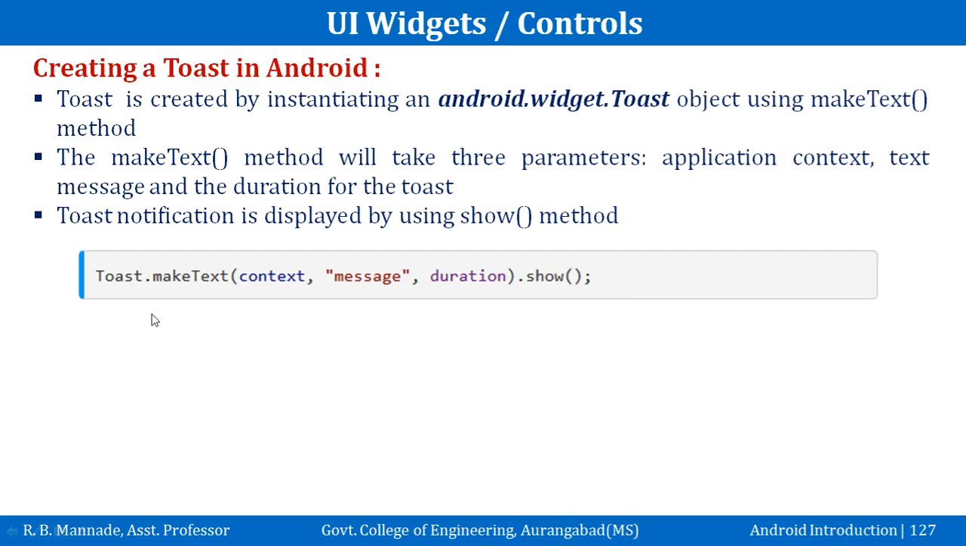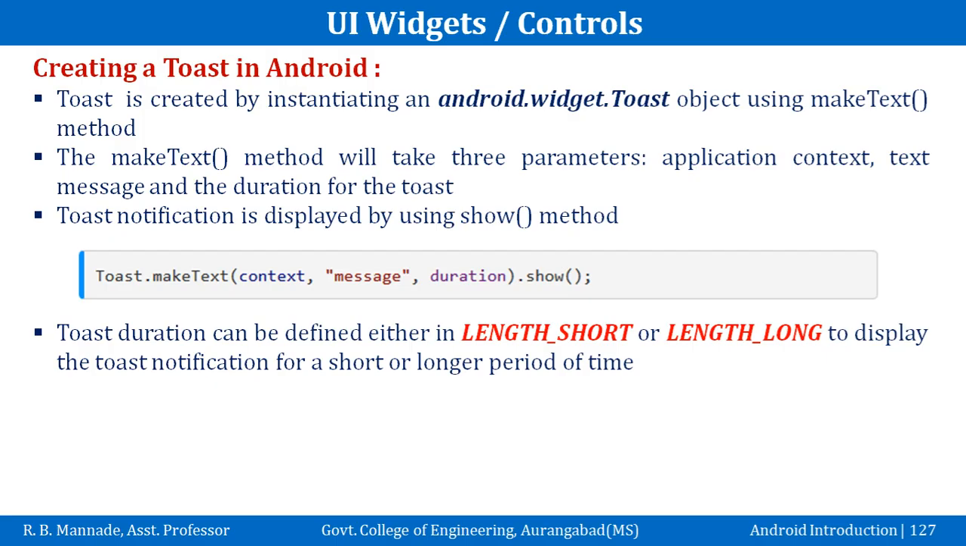Okay, so here Toast is a class, and we are calling the makeText function or method of the Toast class, and we are passing here three parameters. First one is context, second is message, and third one is the duration. Right, but it will only create an object of the Toast class. It will not show this message automatically. In order to show that message, we need to call this show method of the Toast class using the dot operator as shown in this particular snapshot.